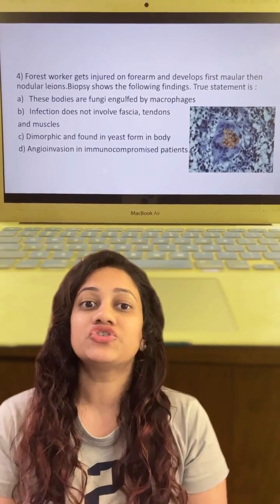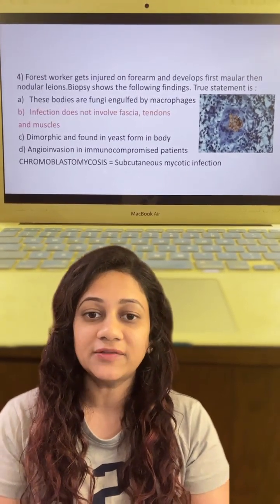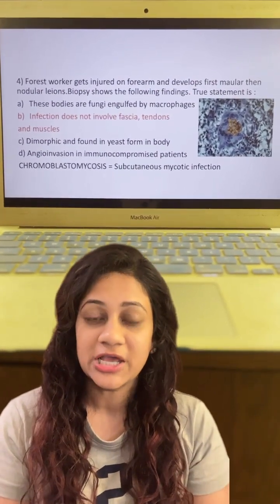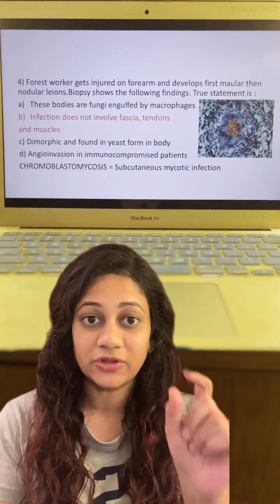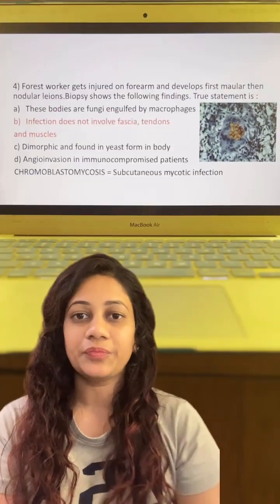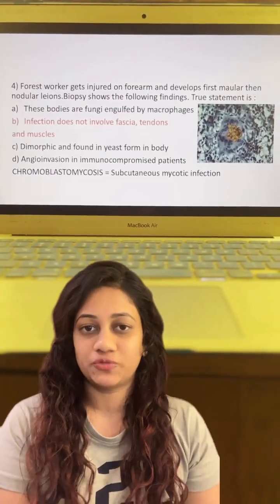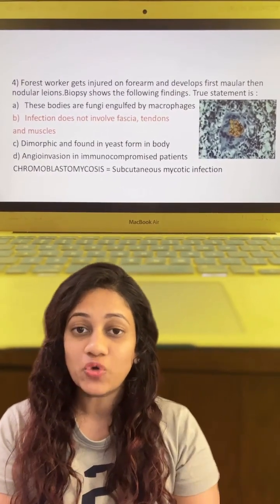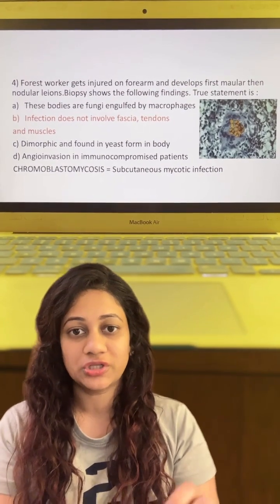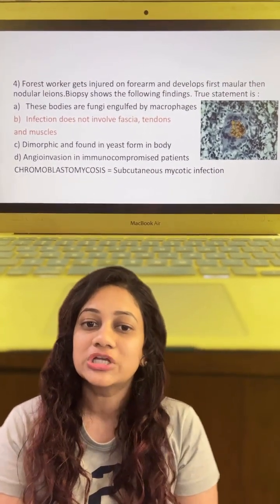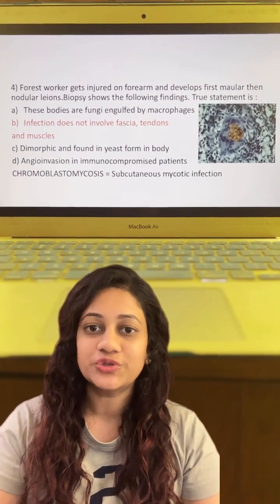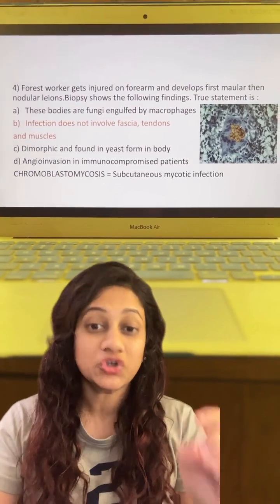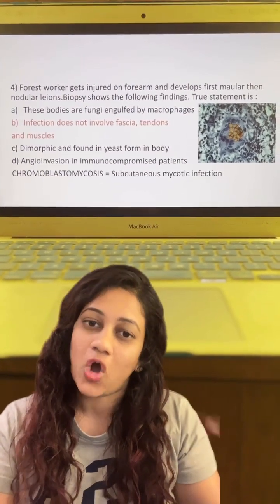Now, if you see the picture at the right hand side, you will notice that these are typical copper penny bodies, also known as sclerotic medlar bodies, with septations, if you observe properly, the copper colored bodies. Now, the diagnosis here is chromoblastomycosis, because these medlar or copper penny bodies are typically found in this fungal infection, which is nothing but a subcutaneous mycotic infection. The word subcutaneous itself tells you that option B, infection does not involve fascia, tendon and muscles, is a true statement. But let us rule out the other options one by one.